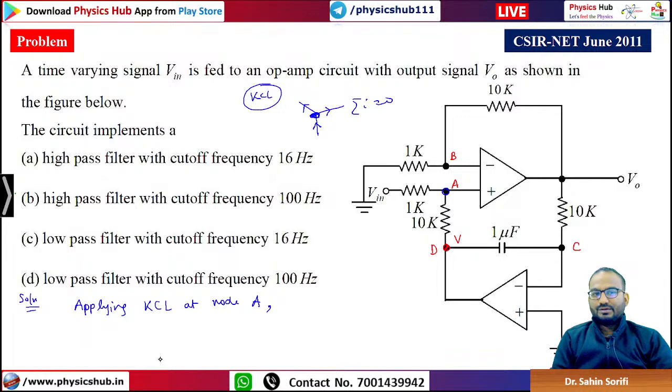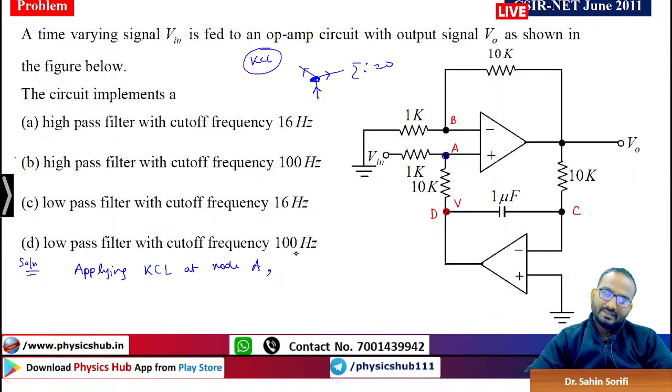Look, we need to calculate the gain V0 by Vi, but the problem is Vi is given to the non-inverting terminal and it contains too much circuitry. So we need to simplify this circuitry to get V0 by Vi. So we are applying the KCL at node A. So what will be the result?